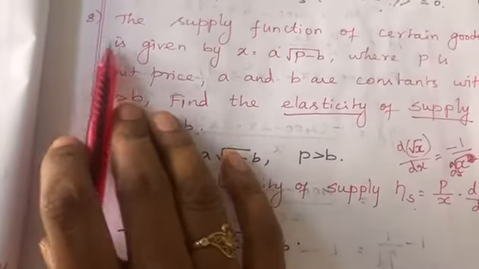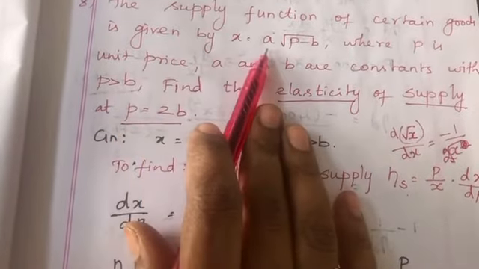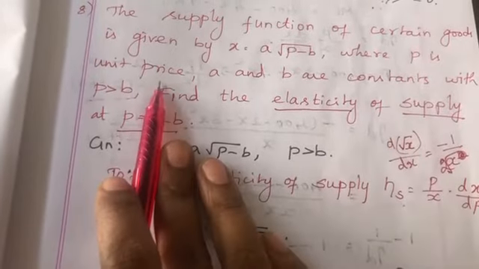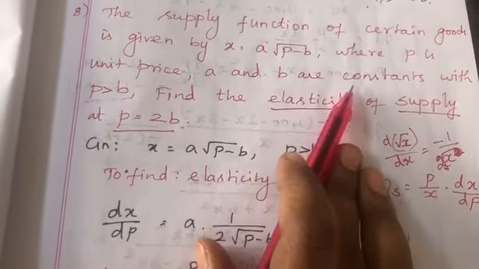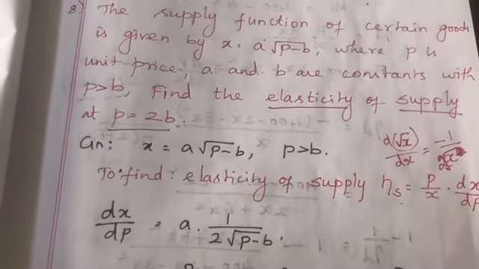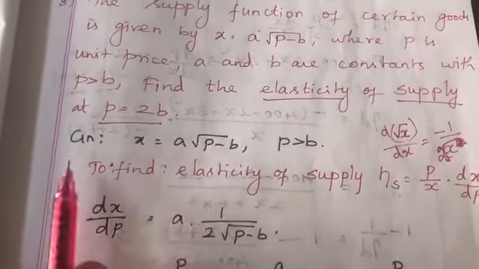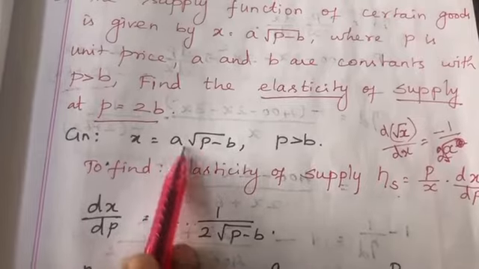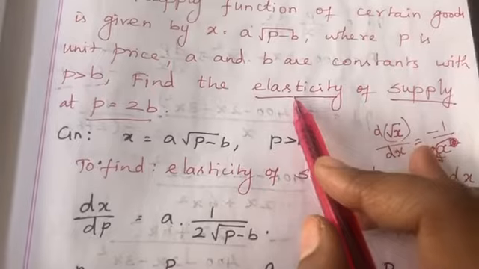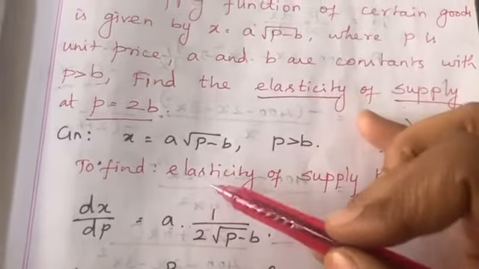Eighth one. The supply function of certain goods is given by x is equal to a into square root of p minus b, where p is the unit price, a and b are constants with p greater than b. Find the elasticity of supply at p is equal to 2b. Given that x is equal to a into square root of p minus b and p is greater than b. We have to find the elasticity of supply. And x is given.